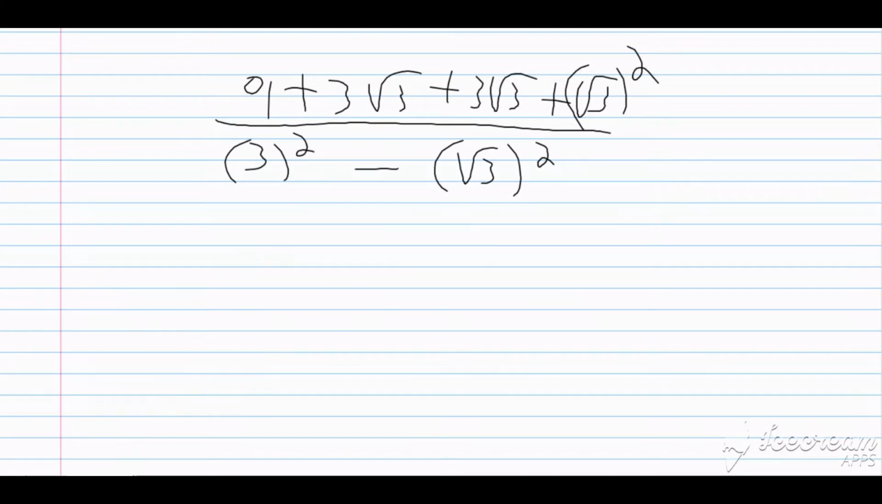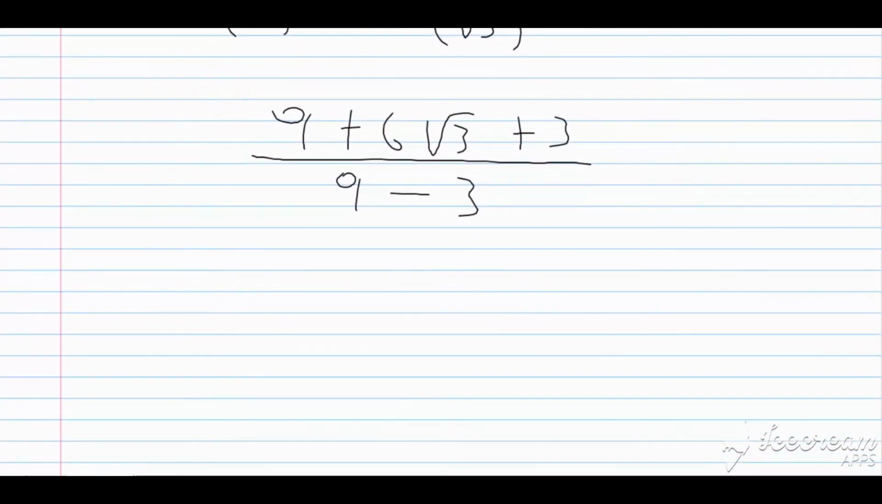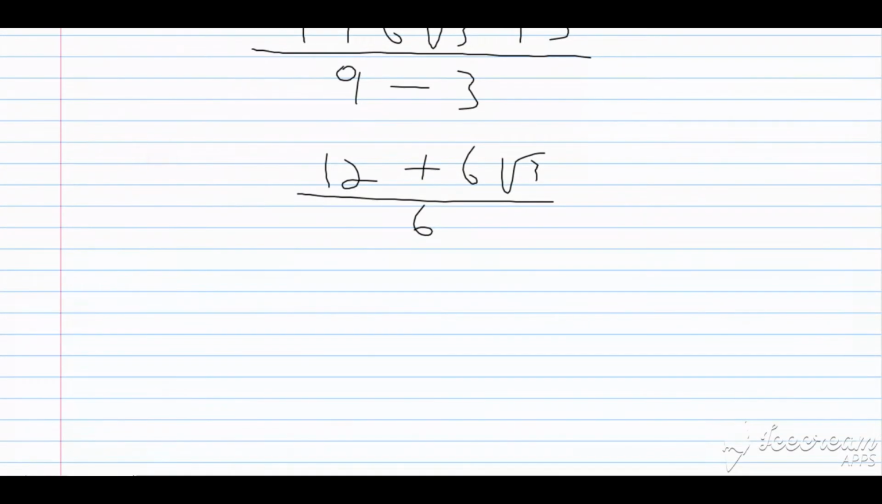Now, here we can simplify the numerator. I'm going to have 9 plus 6 root 3 plus root 3 squared there, which is going to give me 3, all over... That's going to give me 9 minus 3. Looking at the like terms in the numerator, 9 plus 3 is 12, plus 6 root 3, all over 6. And of course, we can divide that 6 into both terms in the numerator there. So this is going to give me 2 plus root 3. And that is my final answer.